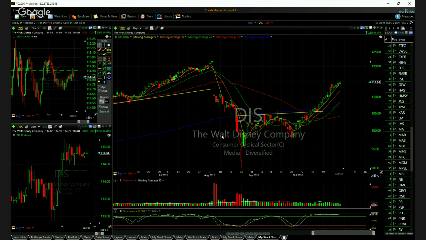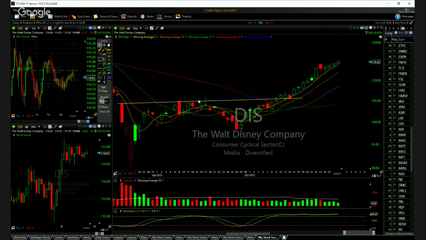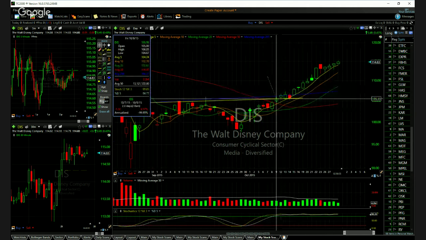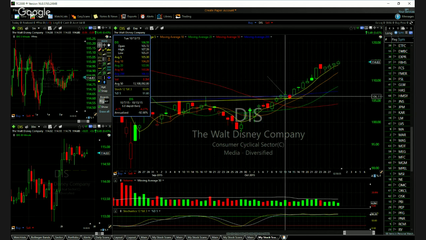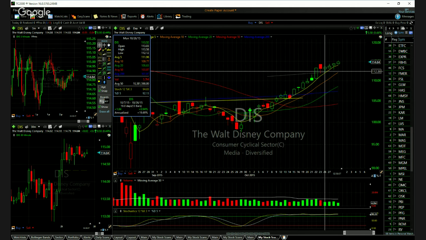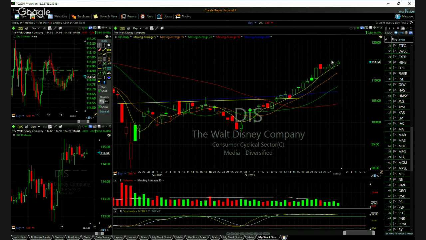It was breaking out of this nice consolidation pattern here. We got in, and since then it's just been riding up this 5-day moving average for me. And I've had no reason to sell it. Now, if it closes below the 5-day moving average, I'm probably going to be tempted to sell it at that point. But it's not doing that yet. It's trading at 104.85. I got in at 105.88. I'm up about 8.5%.